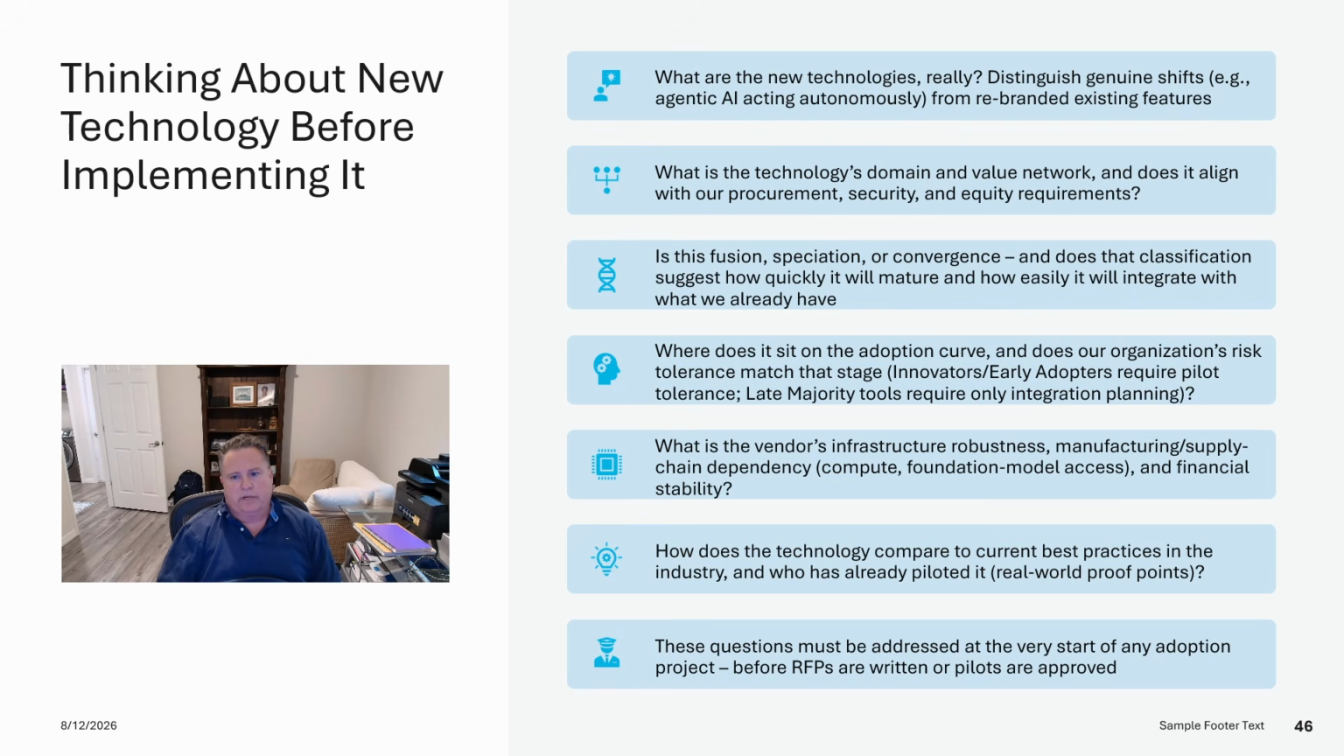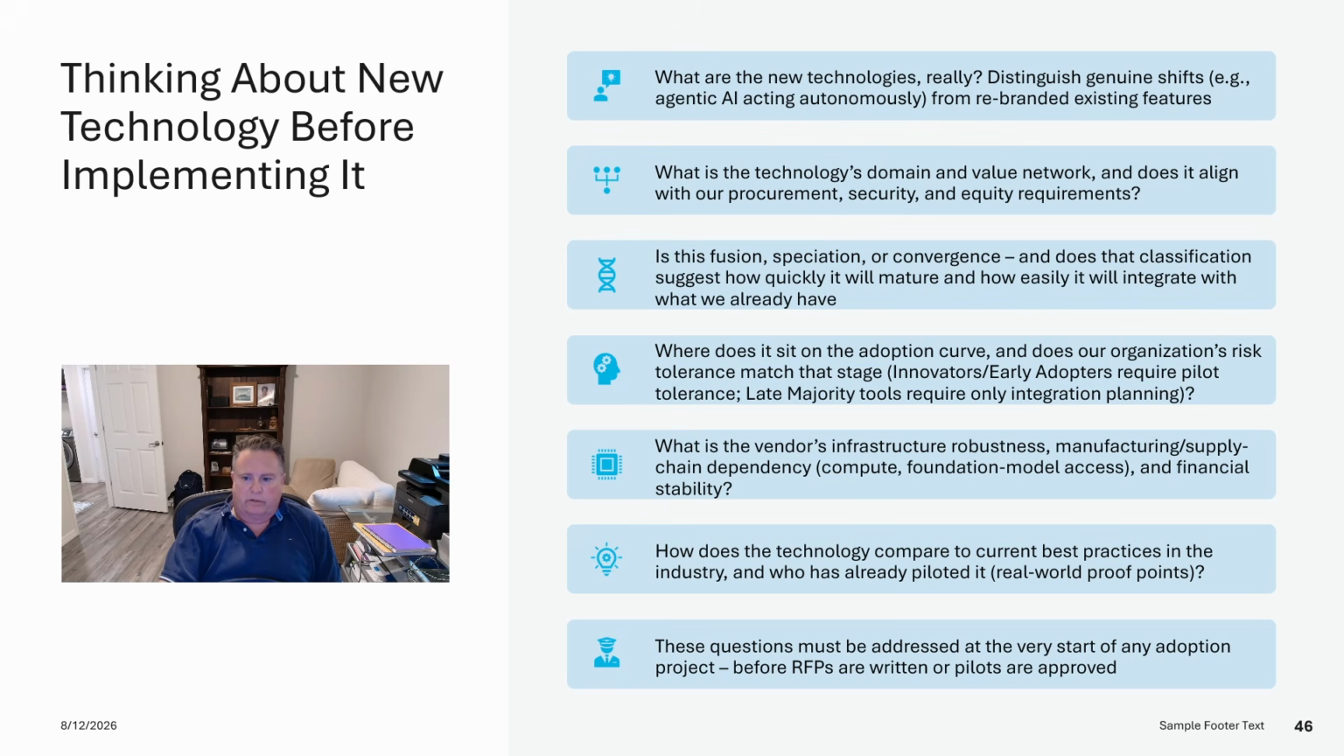Is this fusion, speciation, convergence? And does that classification suggest how quickly it will mature or how easily it will integrate with what we already have? Where does this fit on the adoption curve, and does our organization's risk tolerance match that stage? Innovative early adopters require pilot tolerance. Late majority tools typically only need integration planning.